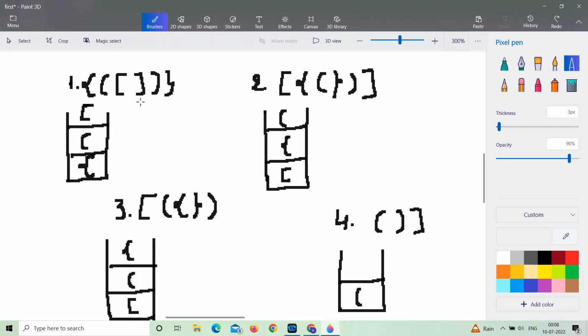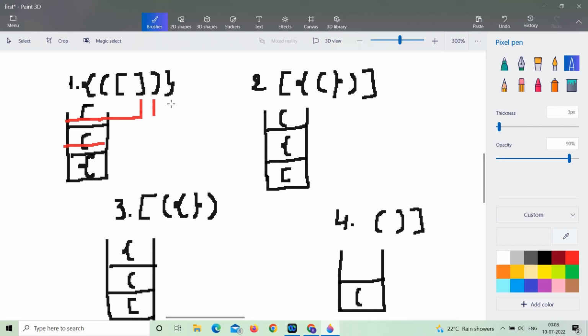Whenever I find a closing bracket, I have to compare it with the top of the stack. Currently my top of the stack is an opening square bracket, and my current character is a closing square bracket. This is a matched pair, right? So I can pop it out. Moving to the next character, it is a closing parenthesis and my current top of the stack is an opening parenthesis. It also forms a valid pair. I can pop it out.